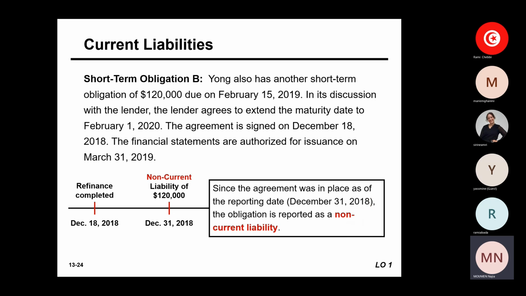So it should not be reported as a current liability. It should be taken off from the current liability section and included in the non-current liability section. That's really important. The agreement should be reached or in place as of the reporting date. After the reporting date, it won't be considered in this classification into long-term liabilities. Is that clear, please? Yes, it's clear. Okay, good.